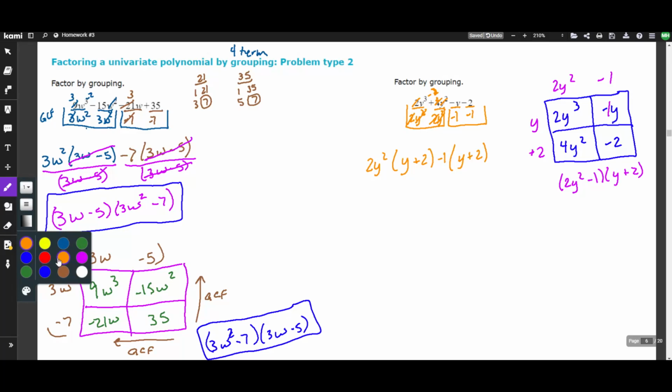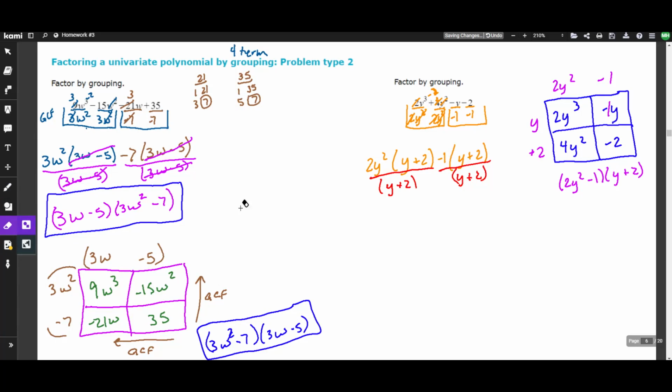When I'm looking at this problem, my parentheses match, so that will be my GCF, y plus 2. We're dividing it out of both of them. So write your GCF, which is going to be y plus 2. Okay, reduce your fractions. I am left with a 2y for the first term. And reduce my fractions. I'm left with a -1 in the second term.